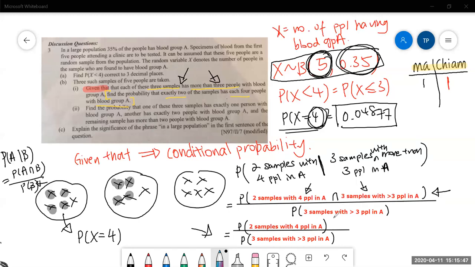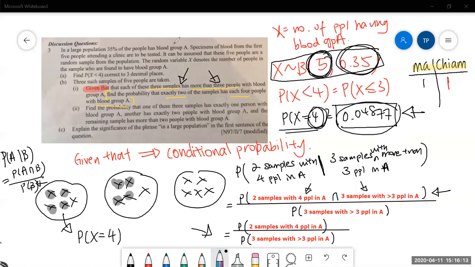How do we find the probability of the numerator, the two samples with four people in A? Just now we already found it, right? After a long wait, nobody had a GC, we finally found out that the probability of X equals 4, 4 people in group A out of 5, is 0.04877. This is for 1, right?